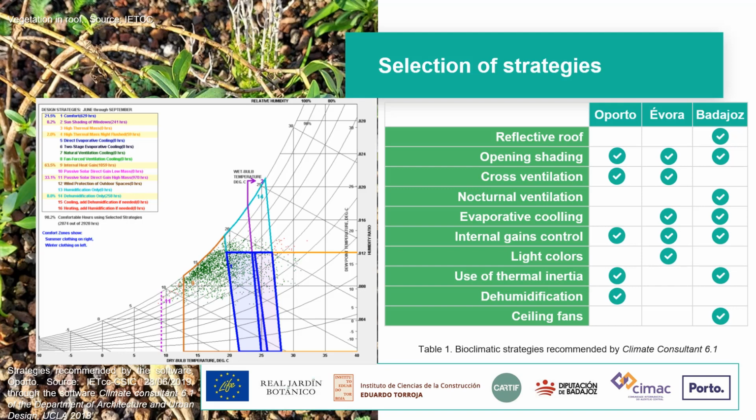As an example, implementing evaporative cooling in Évora and Badajoz will have good results because they are low and very low humidity areas. On the contrary, in Porto, being a wet area, this strategy will be counterproductive. In the project, the strategies identified by the program as best suited are different in all three cases. However, it can be observed that the shading of openings, the control of internal gains, and ventilation, diurnal or night, are recommendations present in all cases.